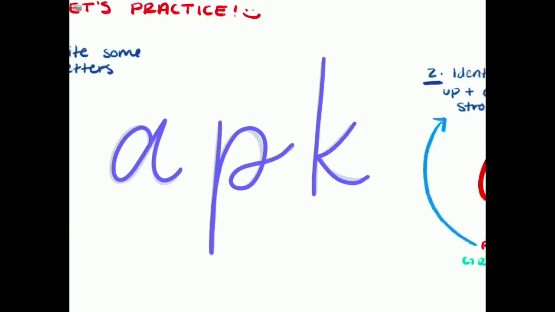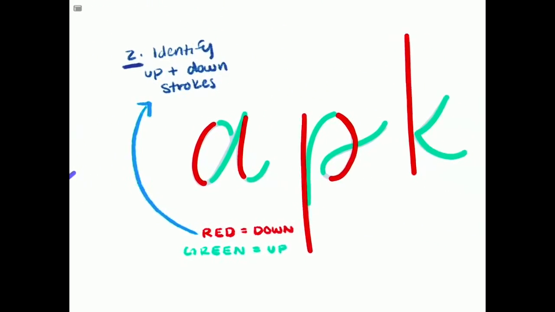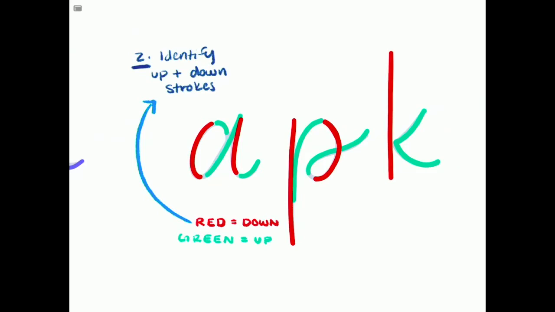So we'll move on to identify up and down strokes. If you can see, the red lines are downstrokes. This is where your lines are going to be the thickest. The green lines are your upstrokes, and those are where your lines are going to be the thinnest. So you can see on this A, red, downstroke, is the thickest, I'm sorry, and then green is the thinnest.